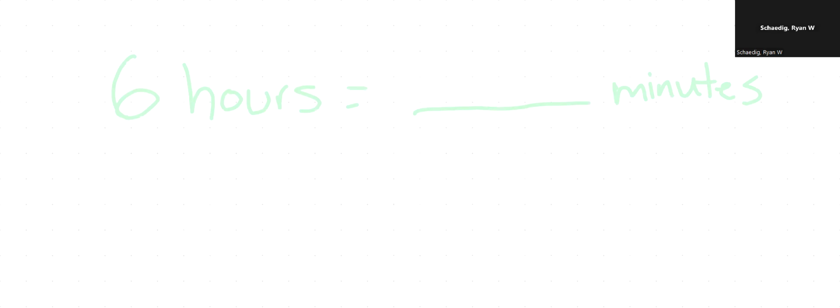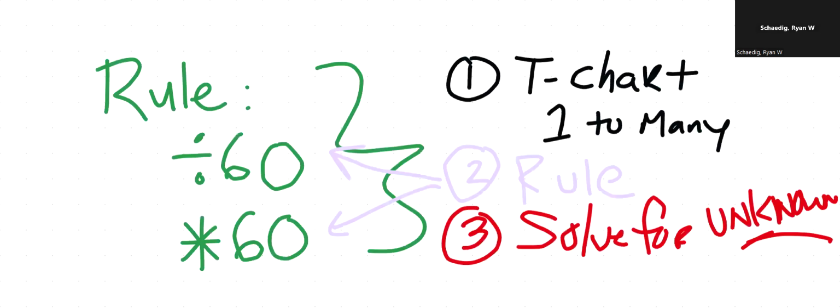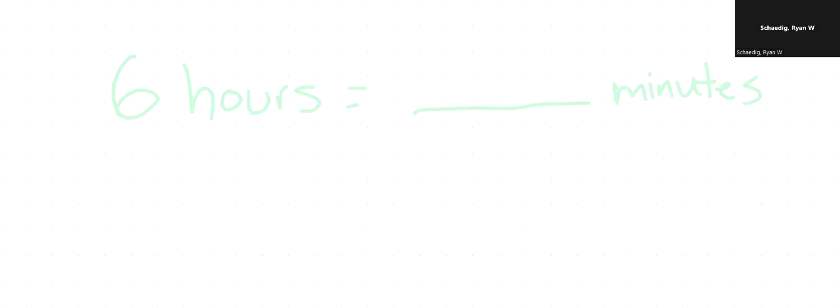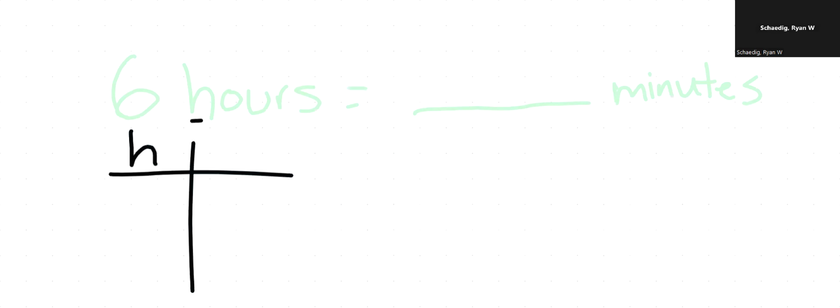And remember our system here, the first thing we want to do is make that T-chart, right? That's step 1. So let's come back over here and make that T-chart. When making the T-chart, we're going to use the 2 units. So over here we have hours. I always like to take the first one and put it on the left of my T-chart. And then we have minutes. So I'm going to go M, right?